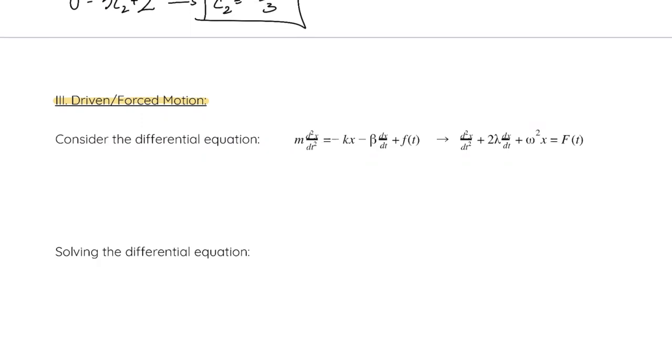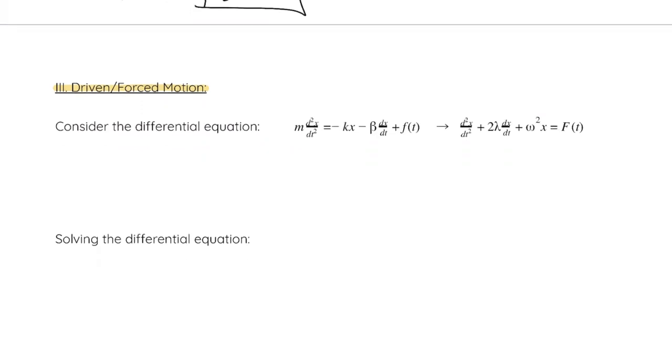All right, so let's take a look at this last situation. We've got this driven and/or forced motion. This we might actually think about as our non-homogeneous situation. We notice we have almost the exact same differential equation as we did in the previous part, when we had the free motion. But now there's this other function on the other side. So what does that function even mean?